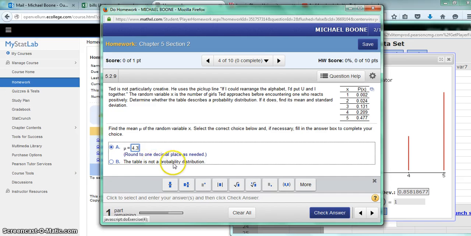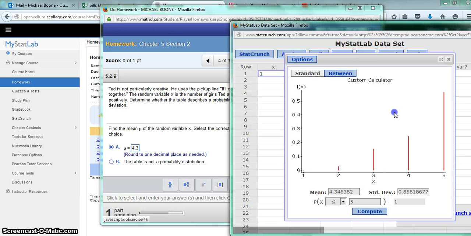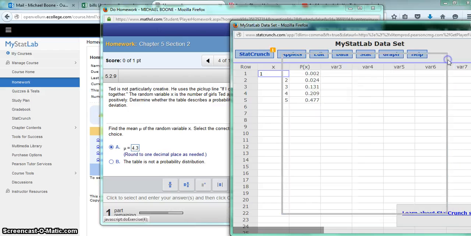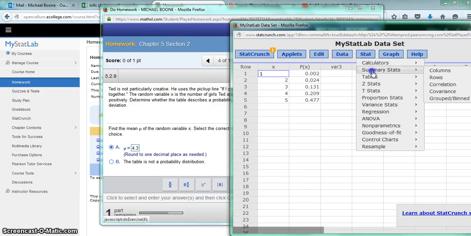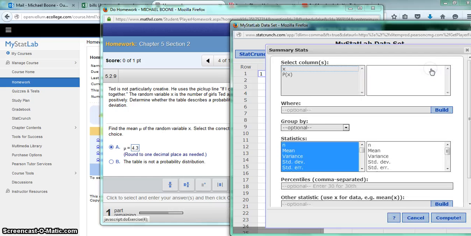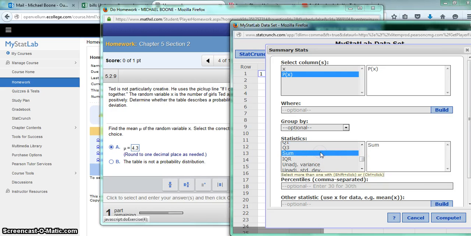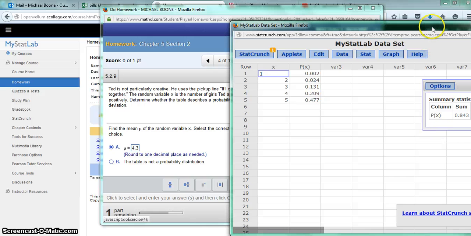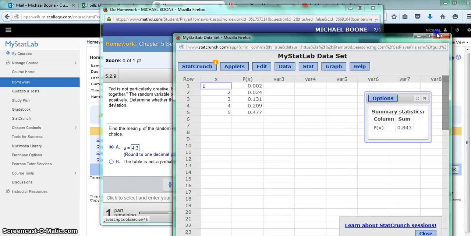Again, if it's not a probability distribution, that means that the numbers would not add to 1. So I guess I should have checked that first to verify that. And let's see. I'm going to go back, summary stats. I just want to add up my probabilities. So find a sum, so we can verify it is a probability distribution. Oh, and the sum is 0.843.